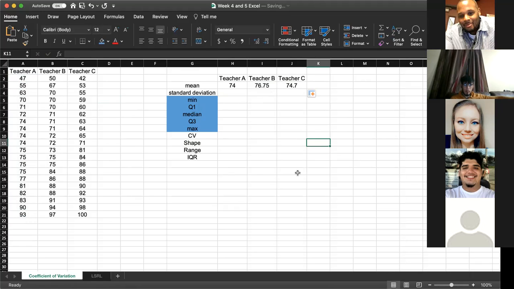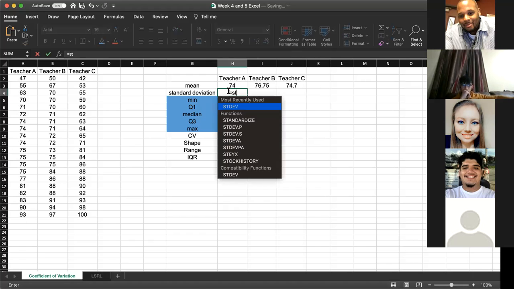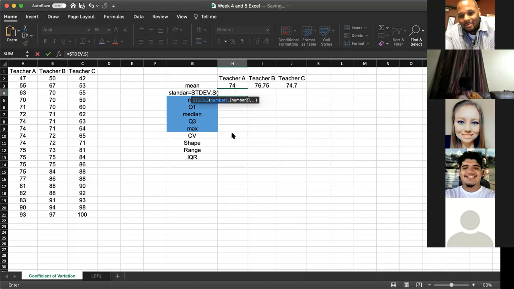Now, let's talk about how spread out each value is from the mean. We're going to talk about the average deviation from the mean now, so standard deviation. If you start typing in the word standard deviation, notice you have standard deviation P and standard deviation S. P is for a population, S is for a sample. What do we have here? A population or a sample? Sample. We have a sample. So we'll do standard deviation S. We'll drag the numbers down again like this.